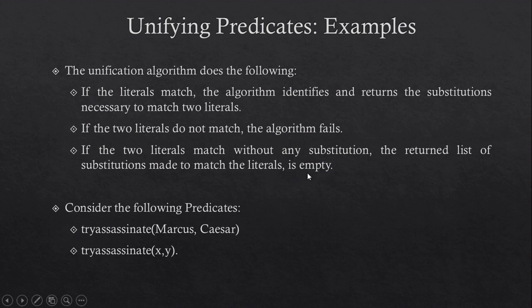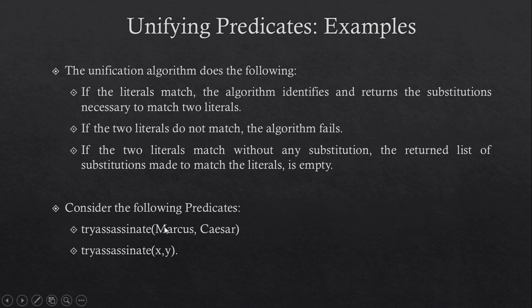So let us consider another example to ascertain our understanding of the unification process. Consider the two literals tryassassinate(Marcus, Caesar) and tryassassinate(x, y). First, the two predicate symbols are checked. They are the same, tryassassinate. Then the number of arguments is checked. It is the same, 2. Then we check the arguments one pair at a time. So first Marcus and x.